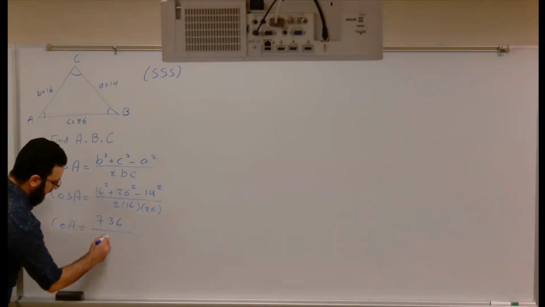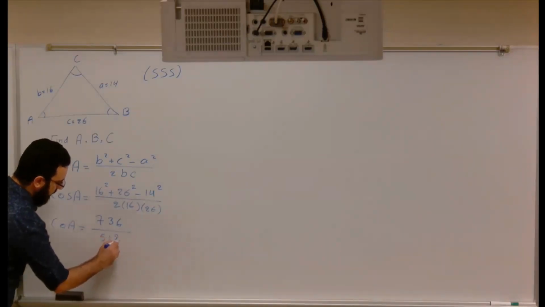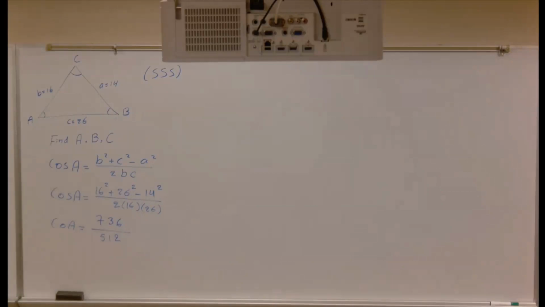Yes or no? 512. That means cosine A is going to be equal what? 736 divided by 512. Tell me how much it's going to be. 832 on the bottom. How much? 832 on the bottom, not 512. Check that again. 2BC.